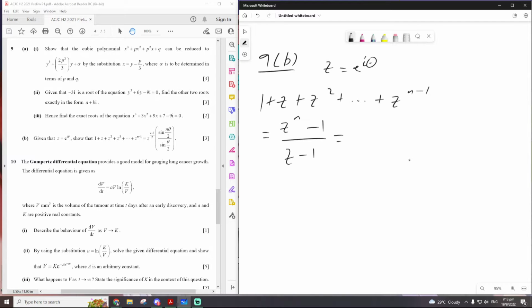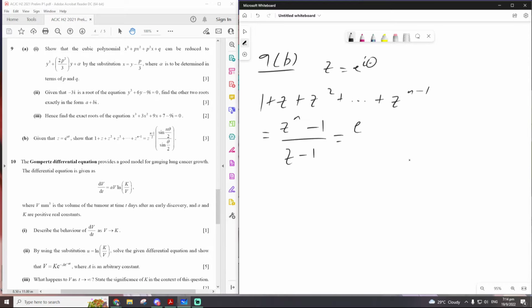But how do I get out the sines? There's a sine n over 2 and a sine theta over 2. How can I get that out? Well, you probably need to play around with the properties. So here is a suggestion. Let's write it down in the polar form first.